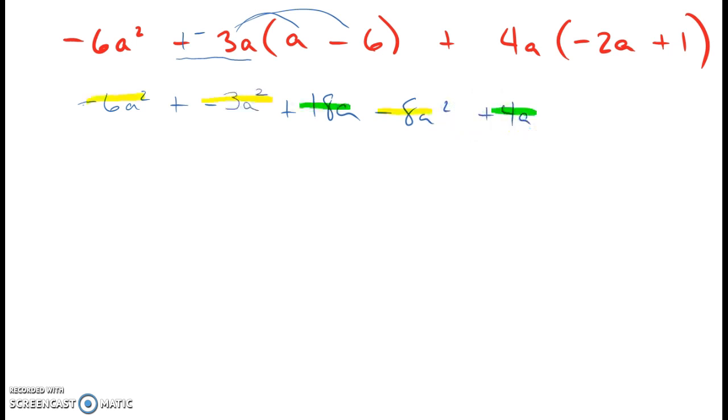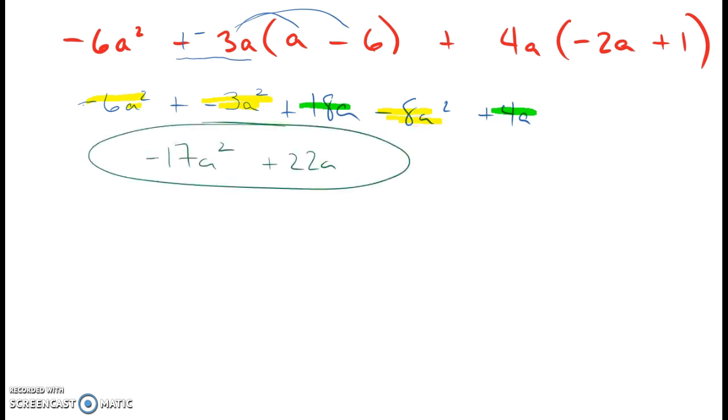Now we're going to combine like terms, which I color-coded. -6a squared and -3a squared gives you -9a squared, and -9a squared and -8a squared gives you -17a squared. 18a and 4a gives you 22a, and there is the simplified expression.